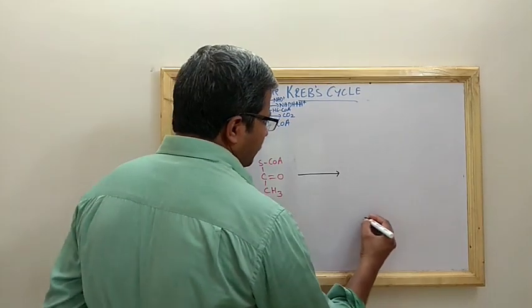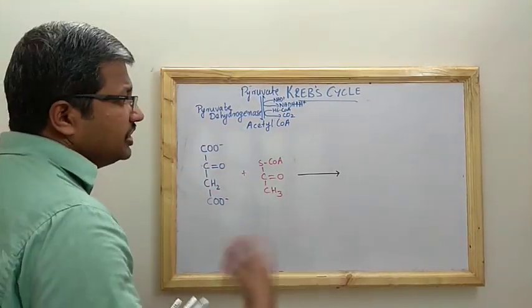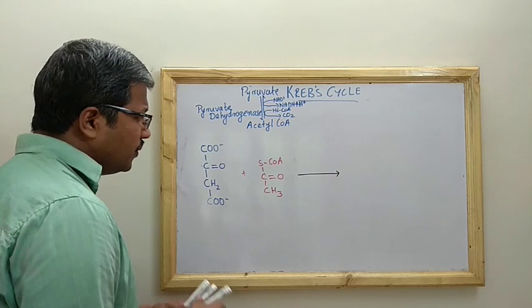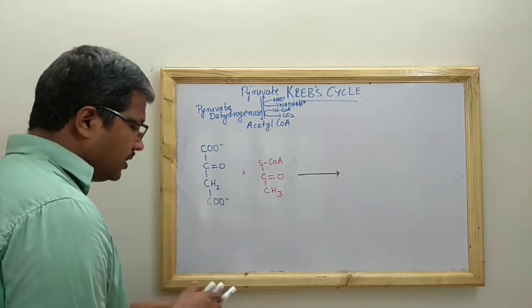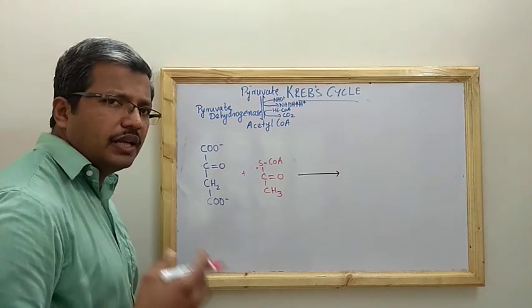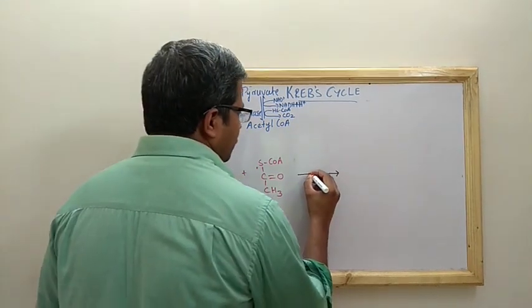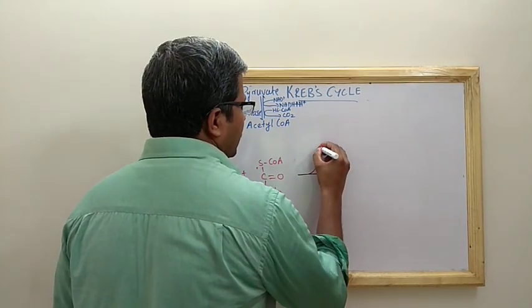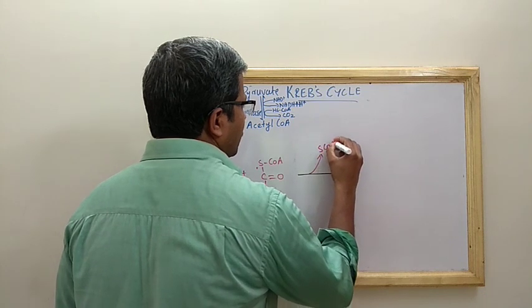So we can see that citric acid is formed. When citric acid is formed, what will be released out? Definitely this particular S-CoA should be released out. So we can see that S-CoA is released out.